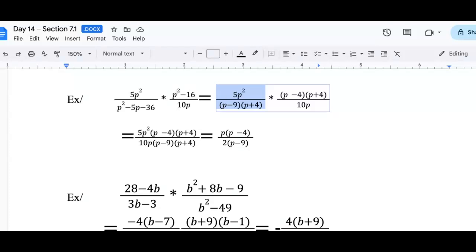So then p squared minus 16 is the difference of two squares. That can be factored as p minus 4 times p plus 4. Then we see p plus 4 as a factor in the numerator and p plus 4 as a factor in the denominator, so we cancel these two out. This 2 becomes 1. So we have 5p squared over 10p. Well, p squared over p simplifies to just p. So in the end, we have p times p minus 4 over 2 times p minus 9.